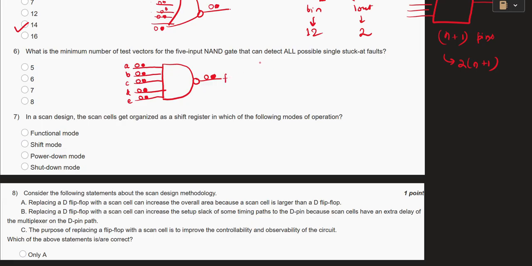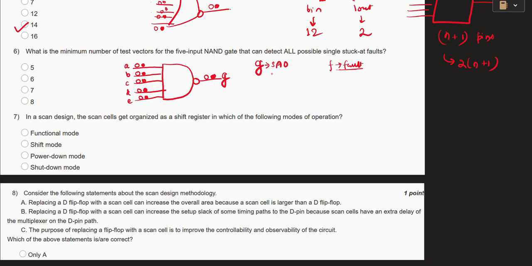Now if I want to detect my output, suppose it is stuck at 0. Okay, this dot is 0 and this filled bubble is 1, denoting stuck at 1. Let's not call the output F, I'm calling it G, because F sometimes represents fault also. So I'm giving the pin names as A, B, C, D, E for the input pins and G is the output pin.